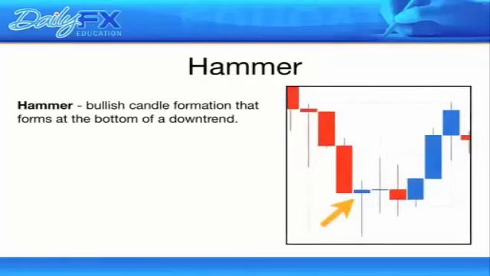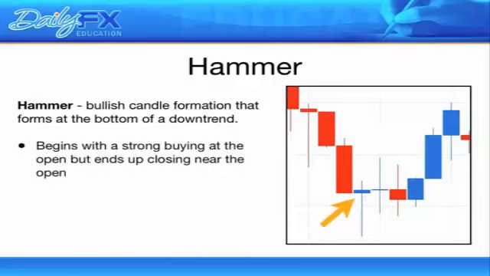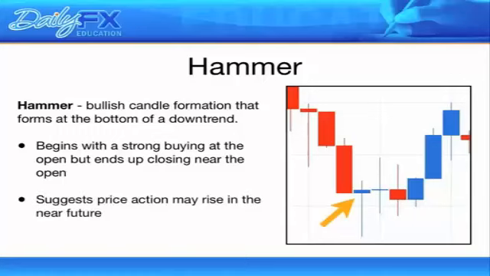The hammer is a bullish candlestick formation that forms at the bottom of a downtrend. A hammer will occur after a currency pair has been trading lower and declining for a period of time. Through the course of the candle, the price will trade lower than the opening price, but will strengthen to close higher than the open. Like the hanging man, the hammer can either be red or blue.